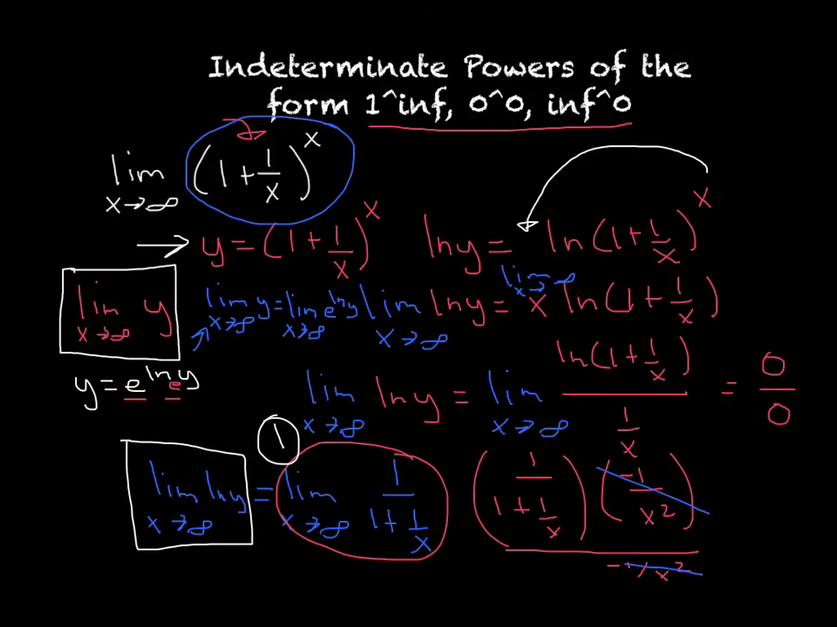All right, we have already established that the limit, so let me just focus on this. The limit as x approaches infinity of the natural log of y is 1. So this right here is just 1. So our overall limit as x approaches infinity of y is simply e to the first power, or e.